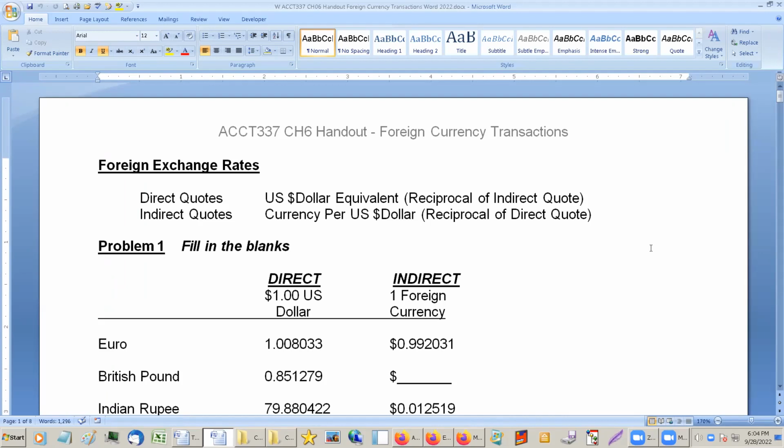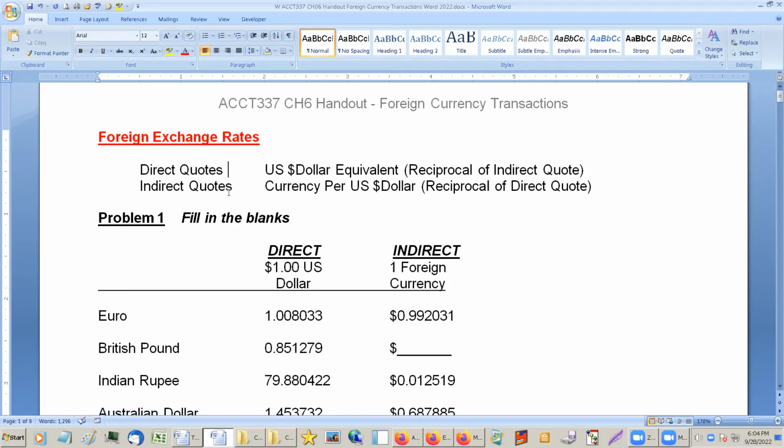Okay, chapter 6 is about foreign currency transactions, and chapter 7 is translating foreign currency financial statements, translating those into US dollars. Both of those are chapters we could spend a whole lot of time on, but we're gonna hit the stuff I think we need. We talked about this, I think the first or second day of class, but the foreign exchange rates.